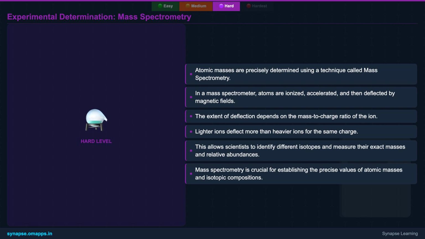The magnetic field deflects the ions, with lighter ions deflecting more than heavier ones, given the same charge. A detector then measures the mass-to-charge ratio of each ion, allowing scientists to identify different isotopes, measure their exact masses, and determine their relative proportions in a sample. This technique is indispensable for establishing the highly accurate values of atomic masses we use today.